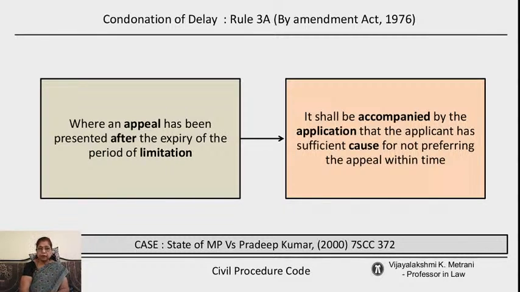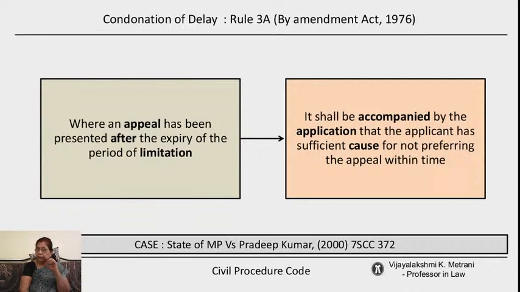The Supreme Court says that he has to be given an opportunity even if he has not preferred that particular application at the time of filing the appeal. See, what happens is normally when the appeal is presented, along with that you have to give the application for condonation of delay.